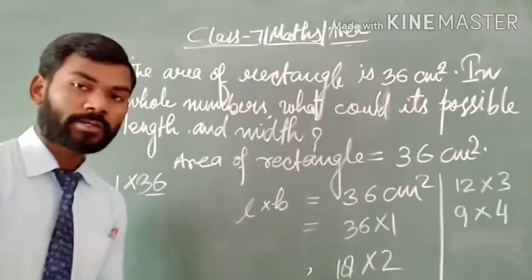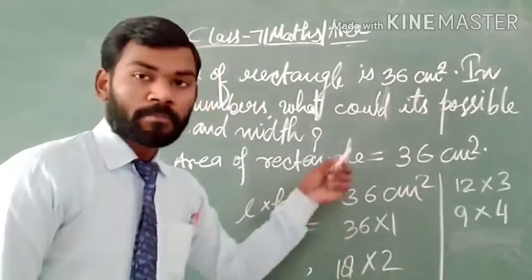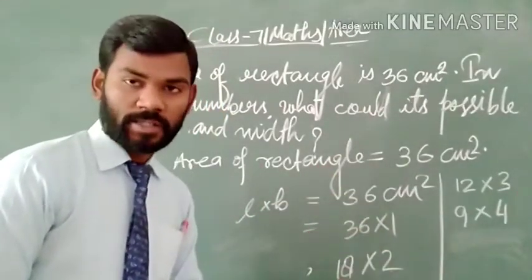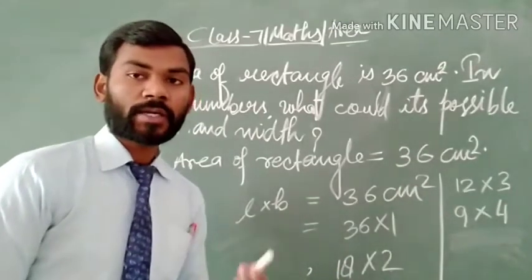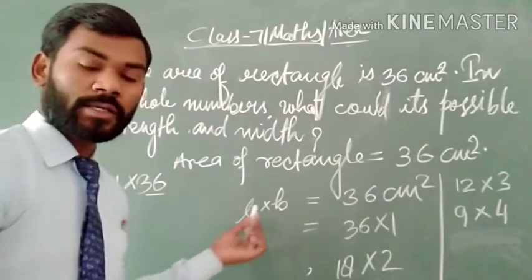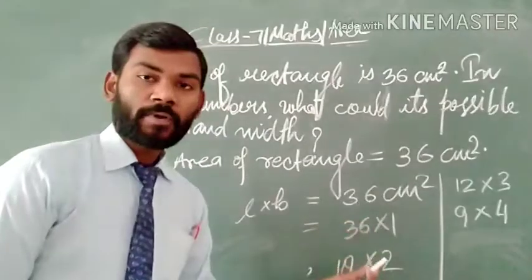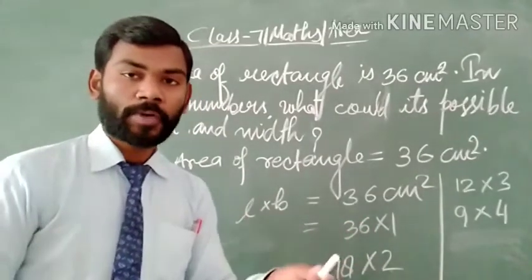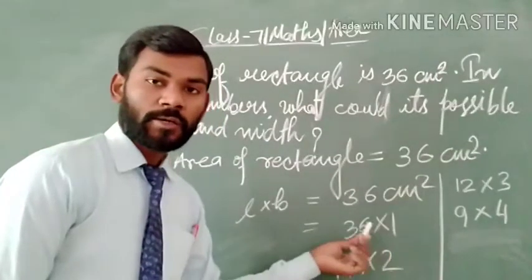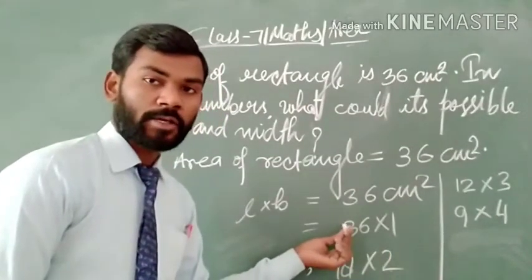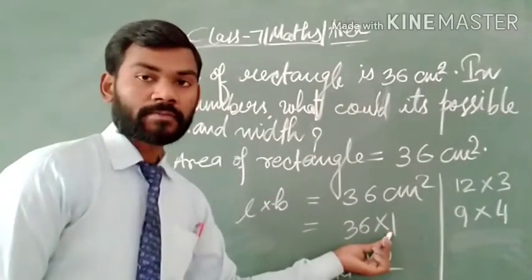Here we only have to find the product form of 36, because we know that the area of a rectangle is length into width. Therefore, we have to write 36 in the form of a product of length and width. So 36 can be written as 36 into 1, where 36 stands for the length of the rectangle and 1 stands for the width.